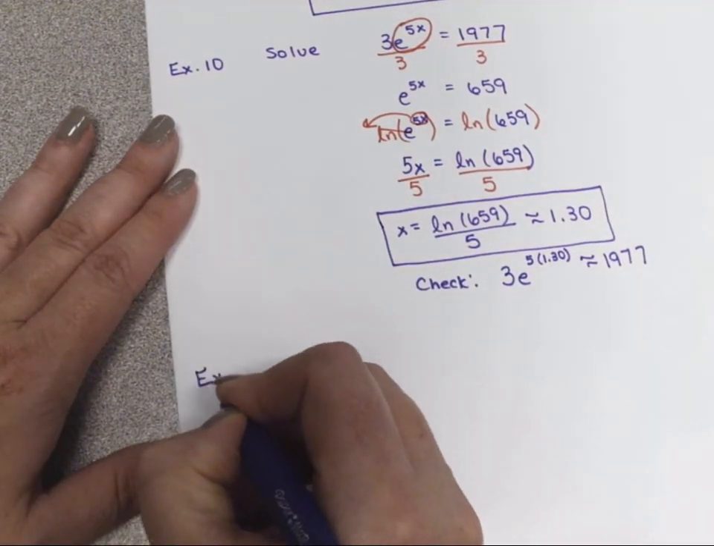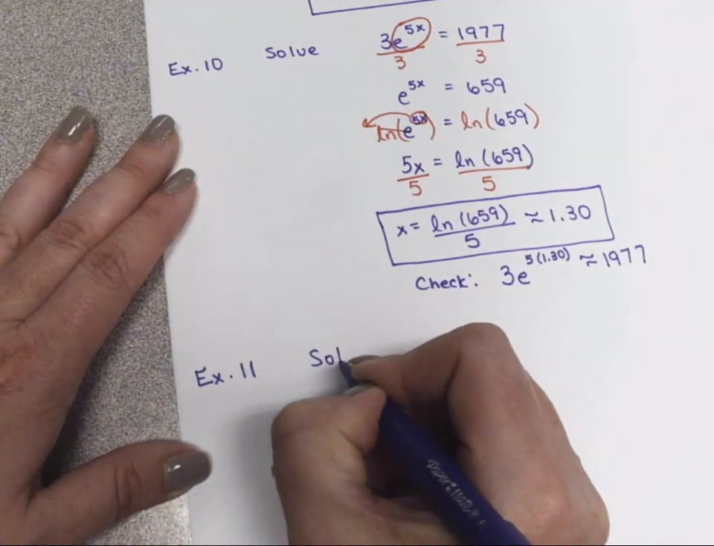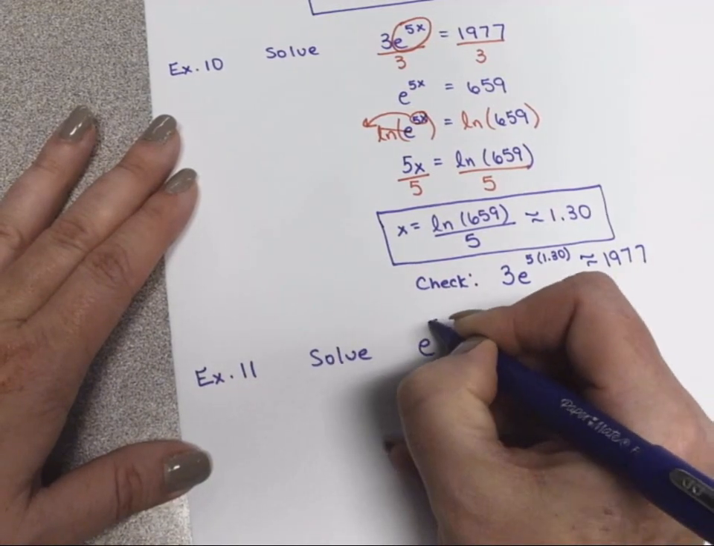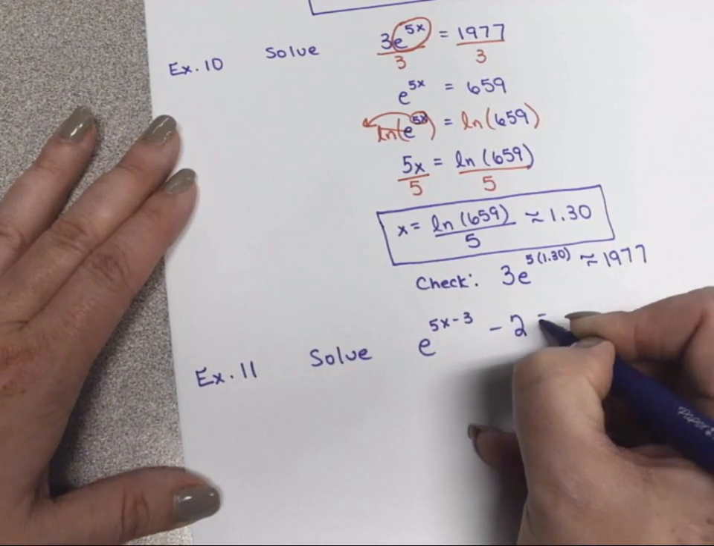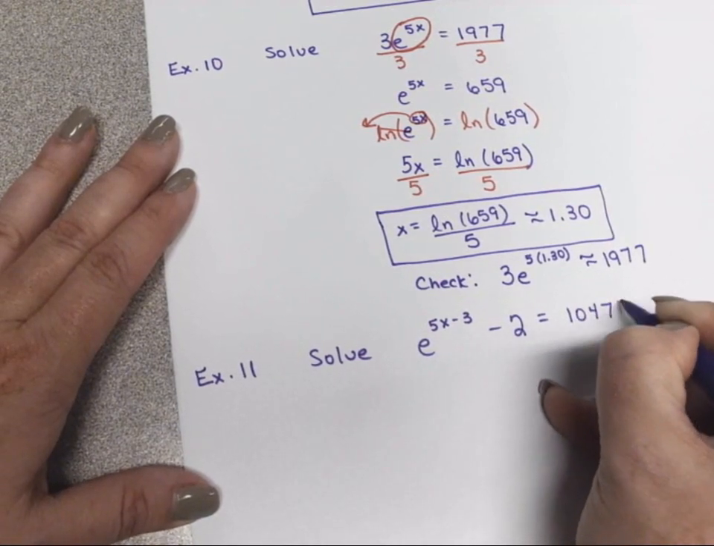All right, so let's do another one. So e to the 5x minus 3 power minus 2 equals 10,476.